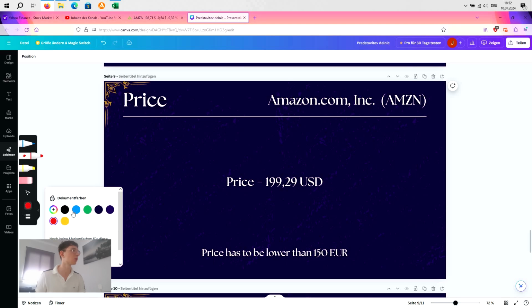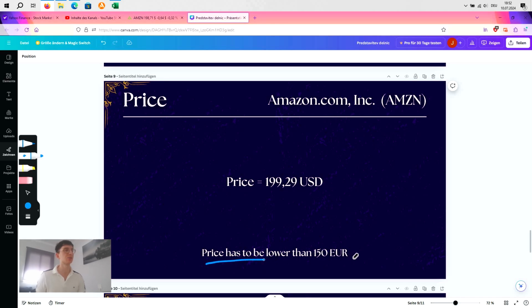And now we come to the stock price. So price has to be lower than 150 euros, or since you are probably from America, $150 for you, okay? Now we can see that the stock price of Amazon is currently around $200 because they had a couple of stock splits. That's why the stock is so low, you know, but it's still higher than 150, which is what we don't want to see, because 150 euros or dollars for you is the border between overpriced or underpriced stock, okay?